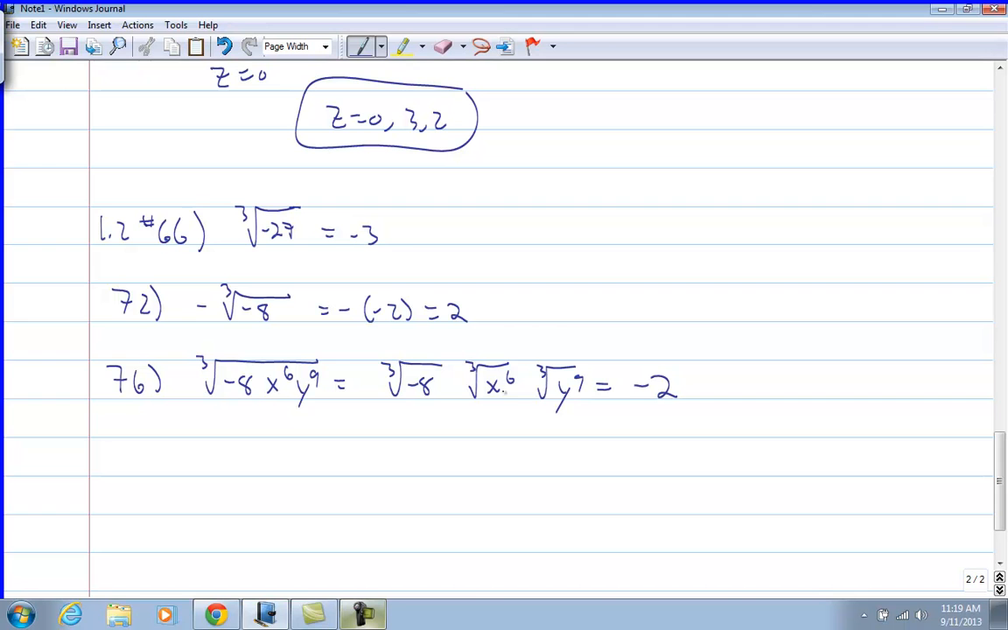Now here's a kind of a trick you can do. The cube root of x to the 6th: what is 6, this power, divided by 3? It does divide nicely, so it's 2. So you get x squared there. And the cube root of y to the 9th, 9 divided by 3 is 3. So there's your trick, if you want to call it a trick. You take the power and divide it by the index of the radical. Power divided by the index.